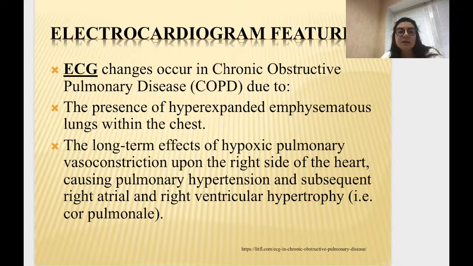Okay, electrocardiogram features. We usually do ECG and find changes in patients with chronic obstructive pulmonary disease. It is the presence of hyperexpanded emphysematous lungs within the chest, and the long-term effects of hypoxic pulmonary vasoconstriction upon the right side of the heart, causing pulmonary hypertension and subsequent right atrial and right ventricular hypertrophy. We name it cor pulmonale, which we can see on ECG.